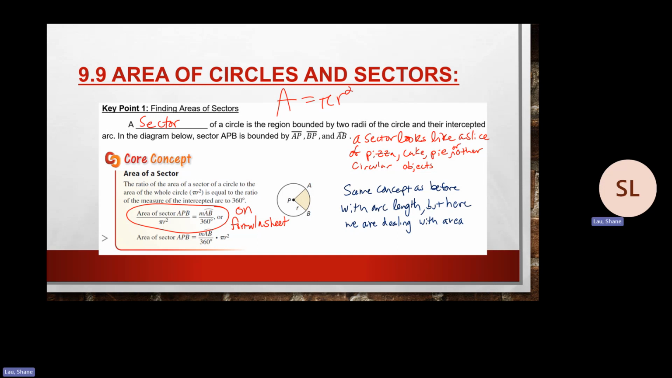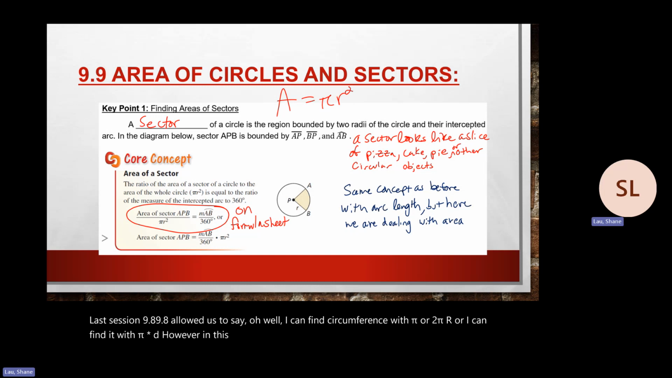And something to remind ourselves on that r, the radius, is half of the diameter. Contrary to the last section 9.8, which allowed us to say, I can find circumference with 2 pi r, or I can find it with pi times d. However, in this case, there is no option for diameter. It is solely on the radius.